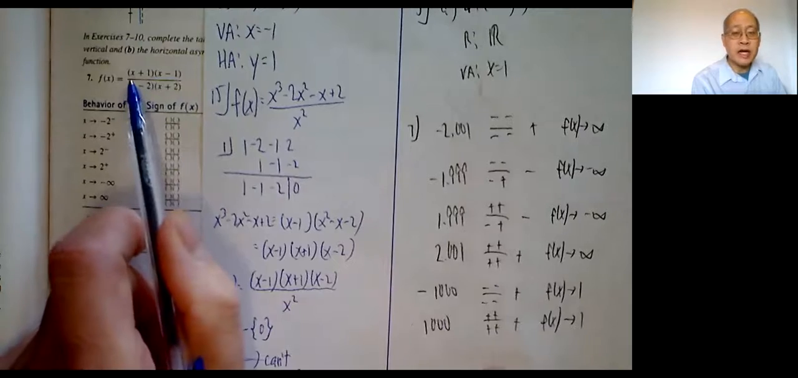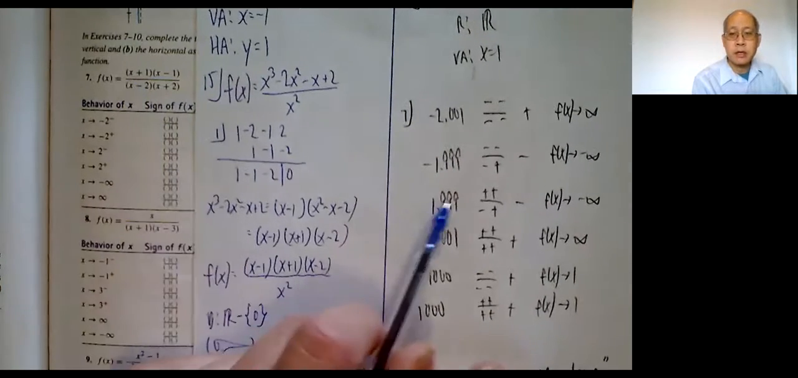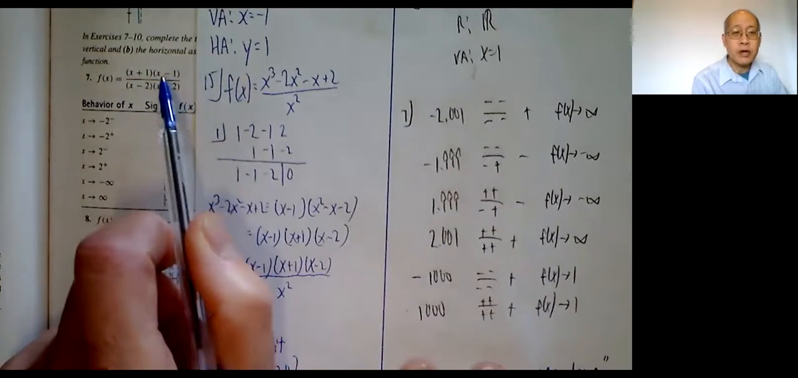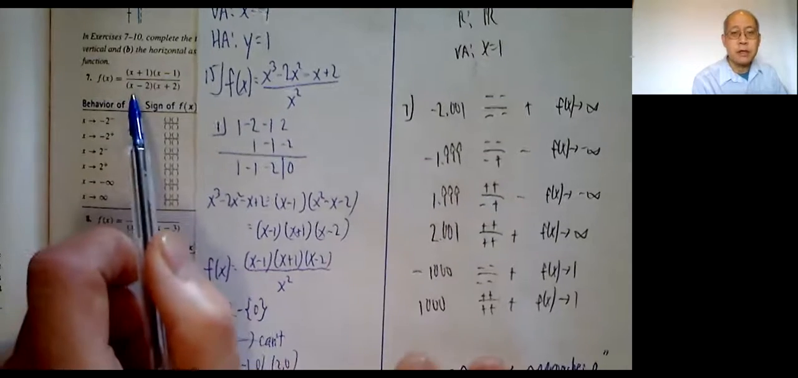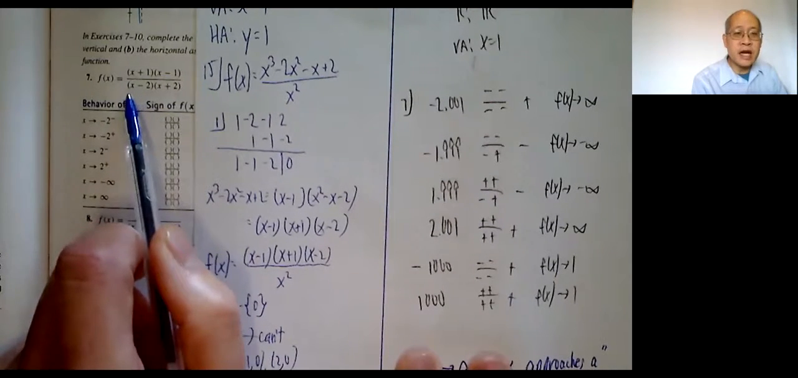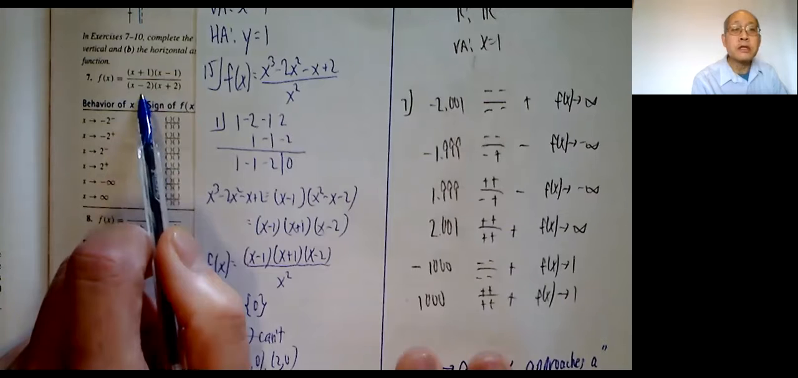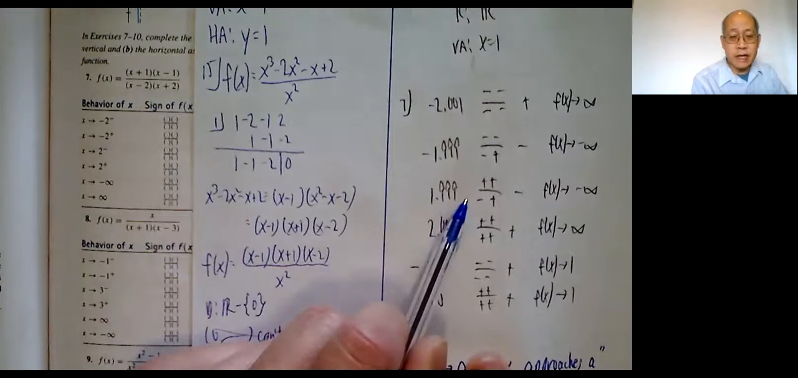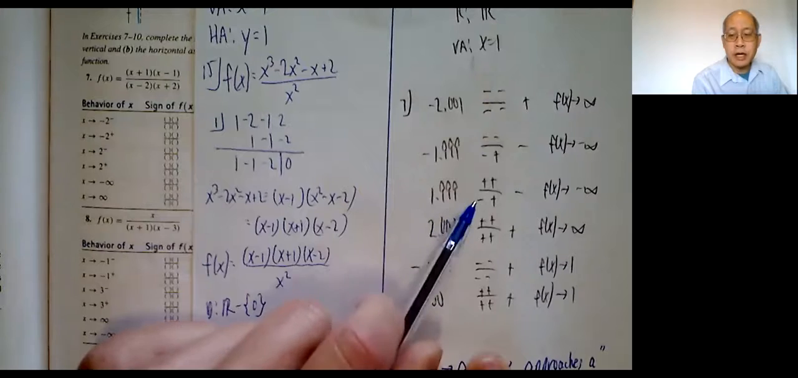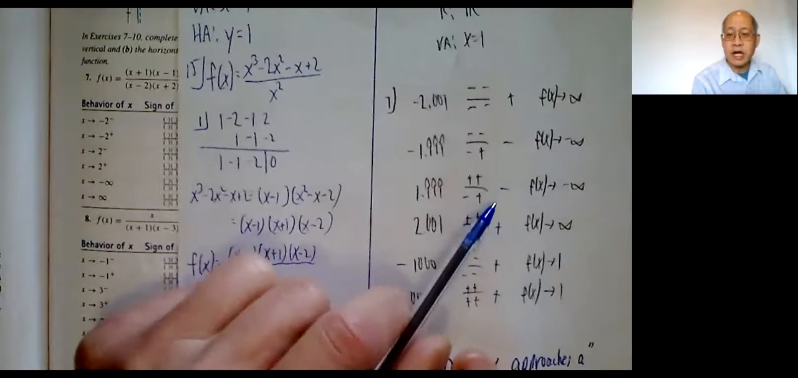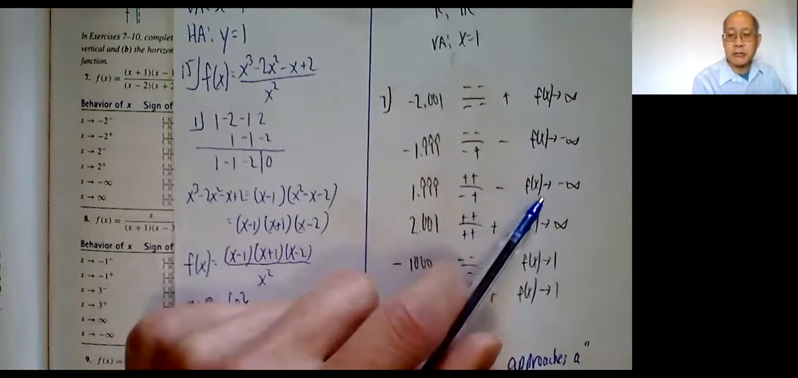Okay, 1.999 plus 1, positive. 1.999 minus 1, positive. 1.999 minus 2, that is negative, and it's a small negative. 1.999 plus 2, positive. So you have 1 negative. 1 negative means the whole thing is negative. So f of x approaches negative infinity.